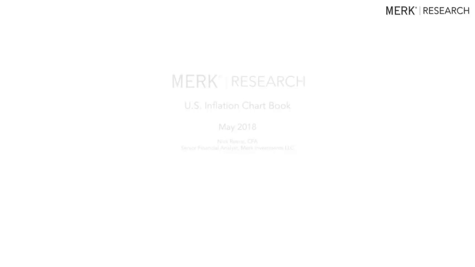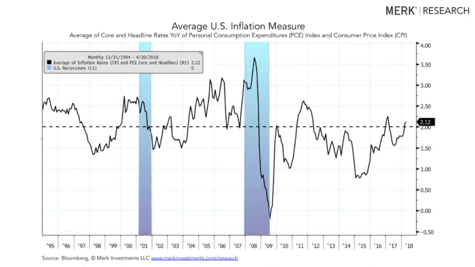So starting on the first chart here, this is the average of four common measures of U.S. inflation. So it's the headline CPI year over year, the core CPI year over year, the headline PCE year over year, and the core PCE year over year averaged together, just to take a general reading on the inflation picture. And as you can see, we're back above 2%. 2% is the inflation target for the Fed.